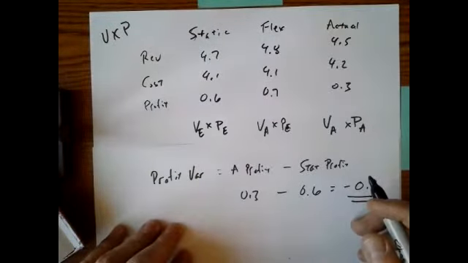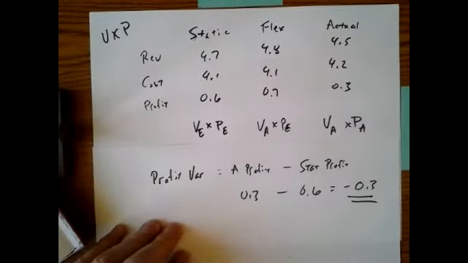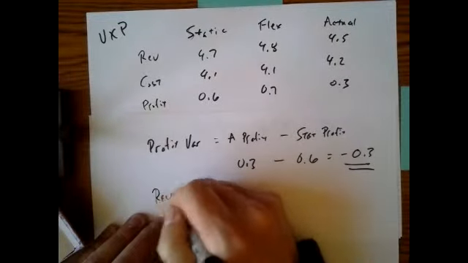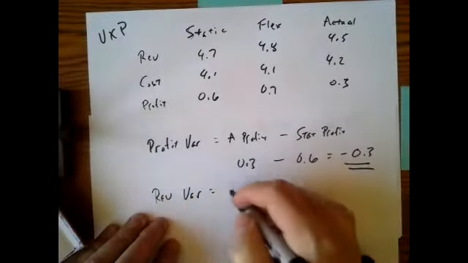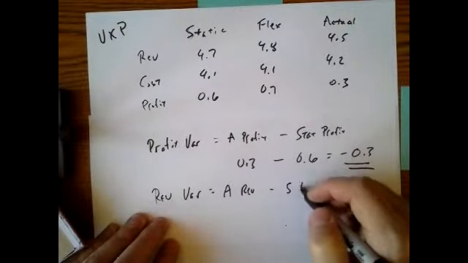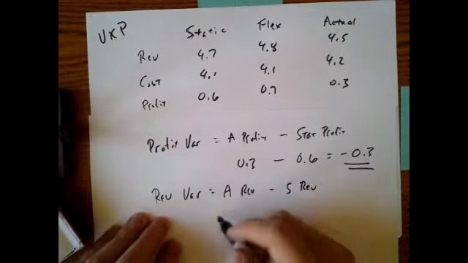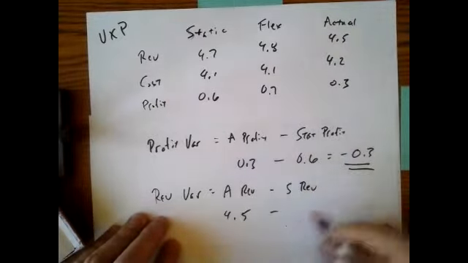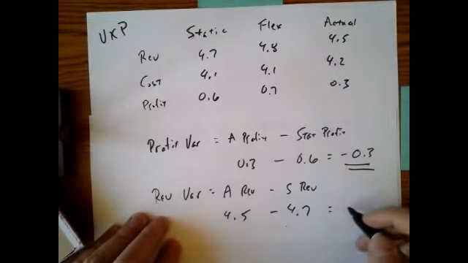Now, it says to go ahead and calculate and interpret the revenue variance. Well, revenue variance is actual revenue minus static revenue. So that's going to be 4.5 minus 4.7, and that gives us negative 0.2.